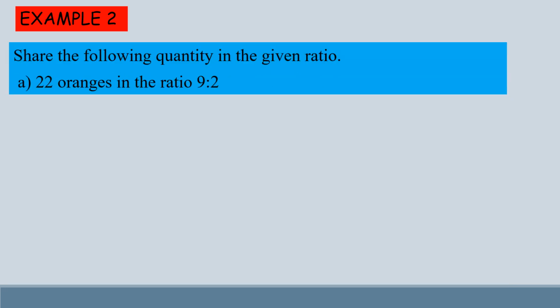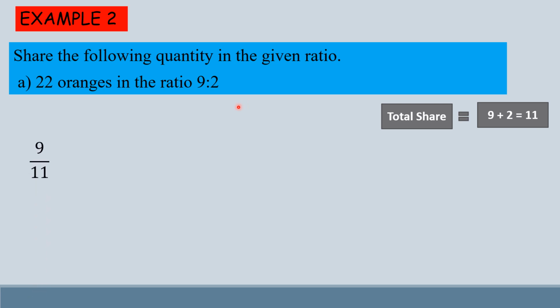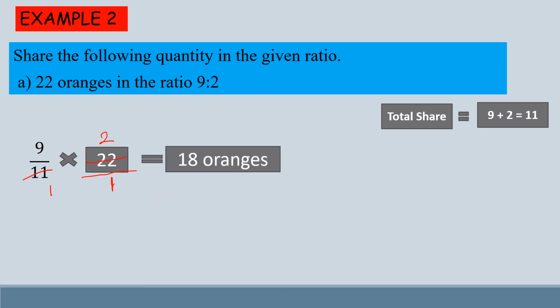Example 2. Share the following quantities. 22 oranges in the ratio 9:2. So first we're going to work out the total shares, and that would be adding 9 plus 2, which is going to give us 11. So the first set of shares, 9 shares, will be 9 out of the total shares 11 times 22 oranges. And here we're going to divide out. This can be over 1. All right, so 11 into 11 is 1, 11 into 22 is 2.